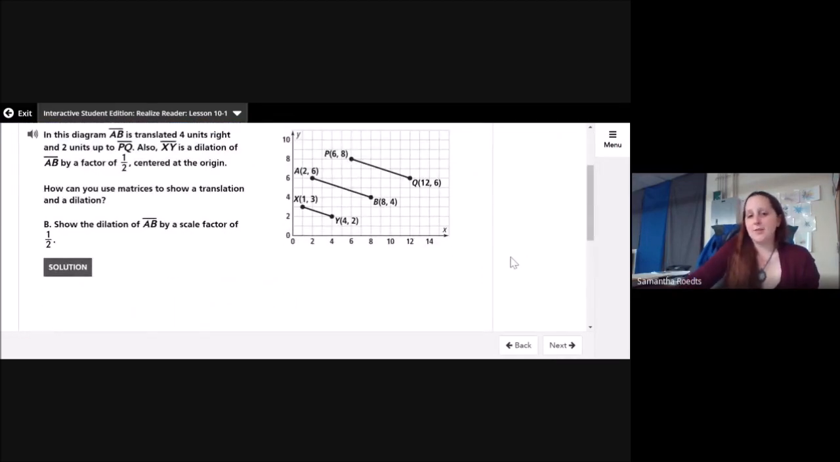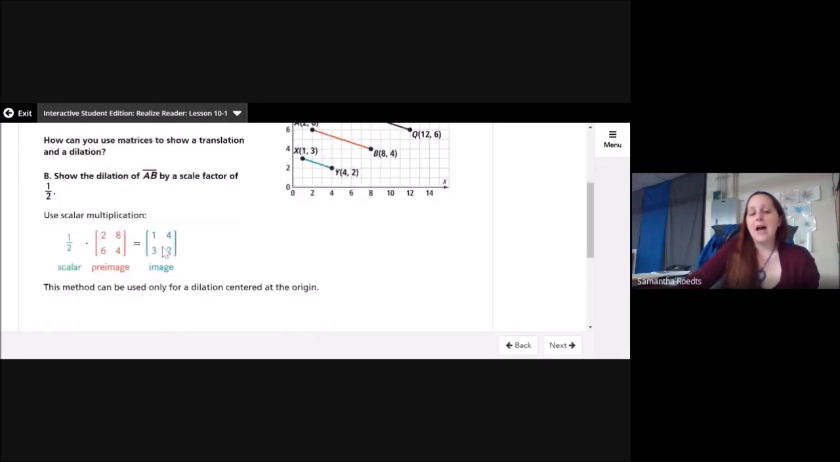B, show the dilation of segment AB by a scale factor of 1/2. I can use scalar multiplication by multiplying the scale factor of 1/2 by my pre-image, which I already found in my previous problem. So again, this represents my 2 points, my segment, my point A and my point B. So here's my A, here's my B, this is my X and my Y. Okay, I multiply 1/2 by each of these. 1/2 times 2 is 1, 1/2 times 8 is 4, times 6 is 3, and times 4 is 2. So this method can be used only for a dilation centered at the origin.